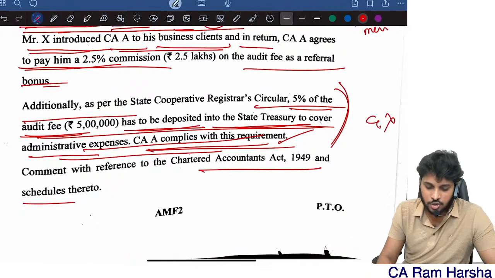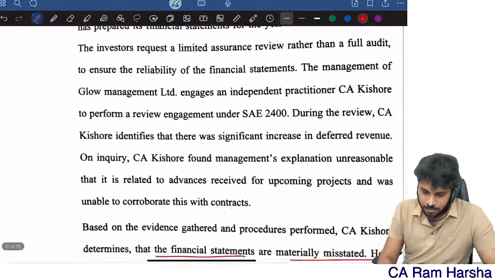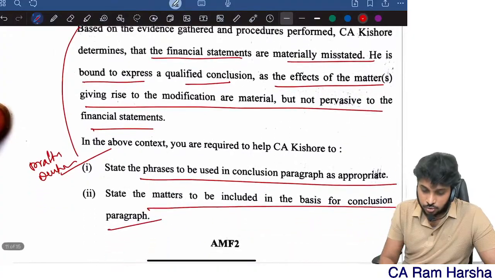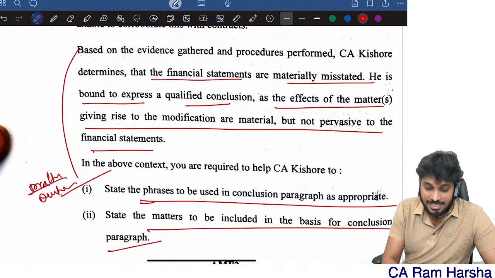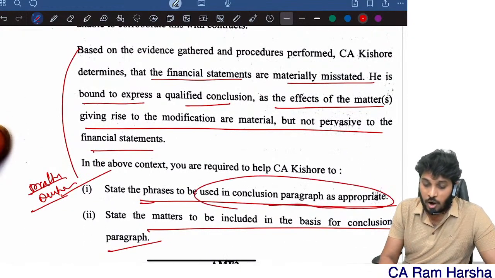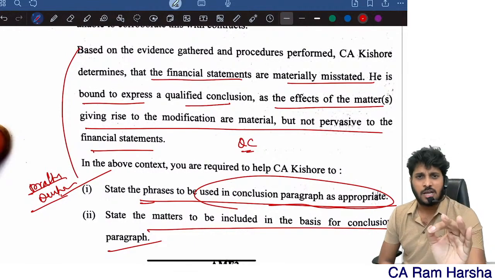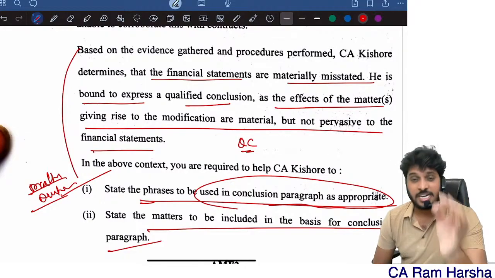Therefore, clause 6 guilty does not attract. Next. This is regarding 2400. They are asking a drafting question. Qualified conclusion he decided to give. Qualified conclusion. I was telling from many attempts, a drafting question will be there in every exam, pakka.